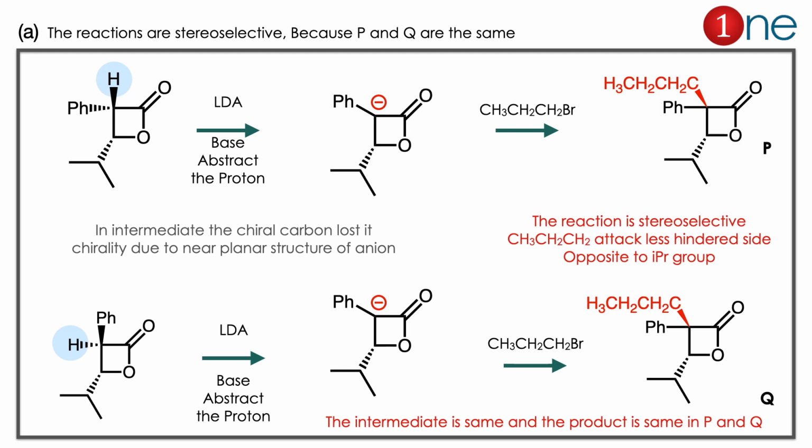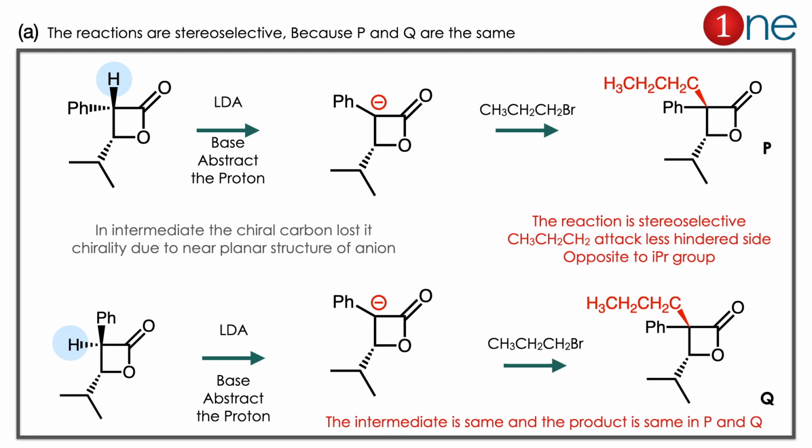In the first compound, first step we are using LDA as base. Base abstracts the proton, you have the anion formation. Here the interesting case. Normally sp3 carbon has tetrahedral shape, but the anion is near planar shape, or you can say chirality is lost there. So wherever you attack doesn't matter, but the product always favors the less hindered side, so it always forms below the isopropyl group. Since isopropyl is below the plane, the product is above the plane, which is the P there.